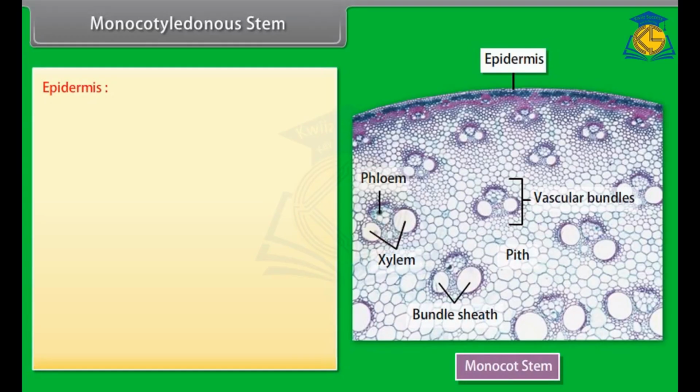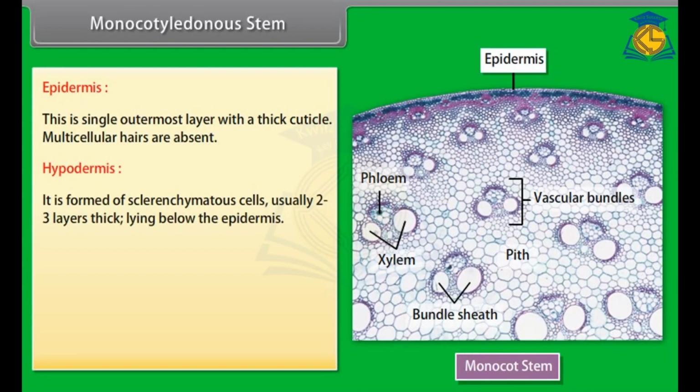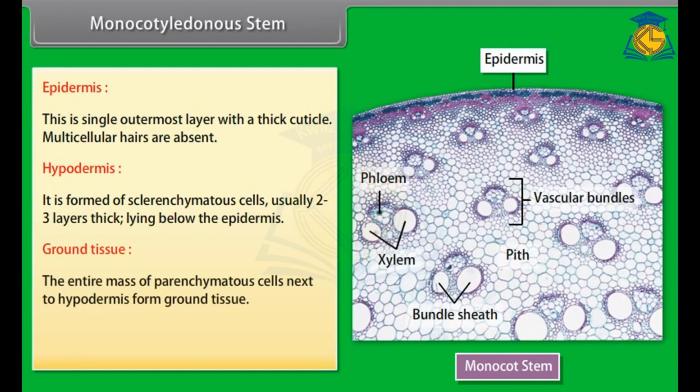Monocotyledonous stem. Epidermis. This is the single outermost layer with a thick cuticle. Multicellular hairs are absent. Hypodermis. It is formed of sclerenchymatous cells, usually 2-3 layers thick, lying below the epidermis. Ground tissue. The entire mass of parenchymatous cells next to the hypodermis forms the ground tissue. The vascular bundles remain scattered in the ground tissue.